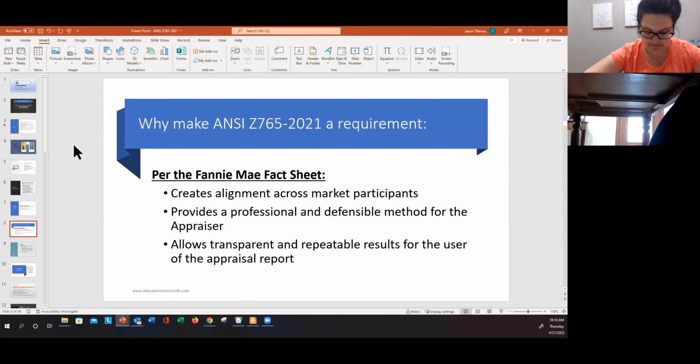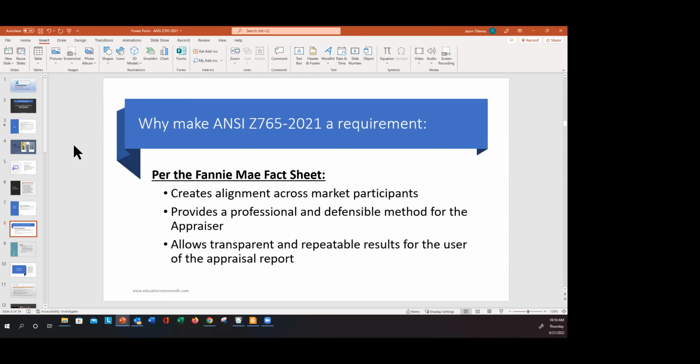They are making the point that this does provide a professional and defensible method for the appraiser. One of the examples that I have heard here, and again, I'm going to give you a secondhand example, this did not happen to me, but an appraiser went into court and the opposing counsel said, look, we have a 400 square foot difference between your appraisal and my client's appraisal. Where did you mess up?